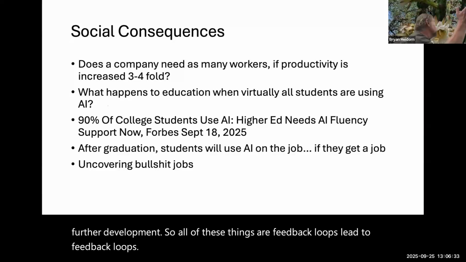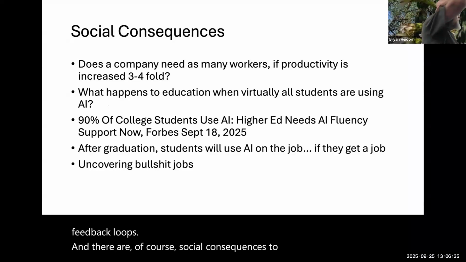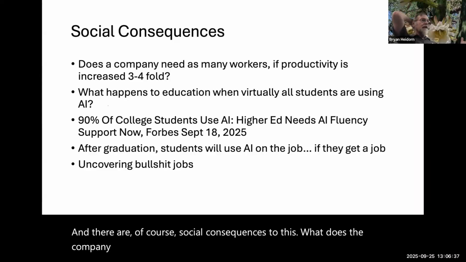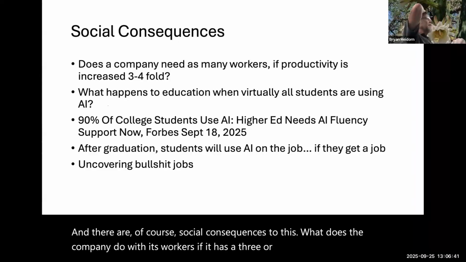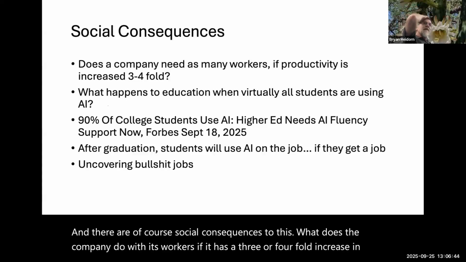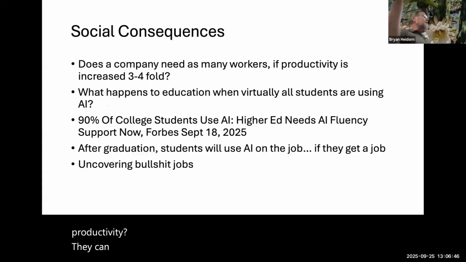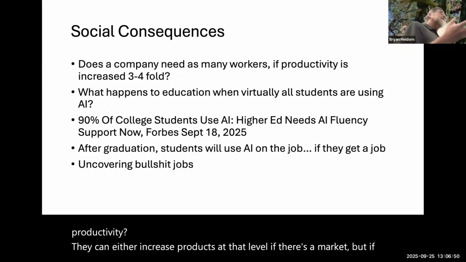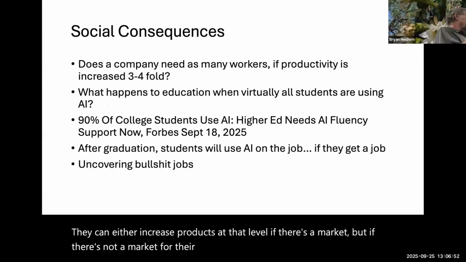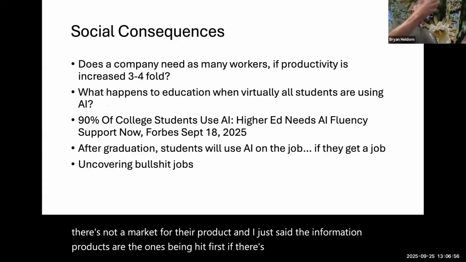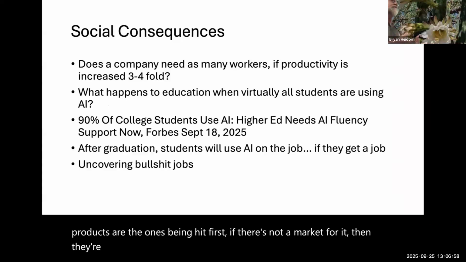And there are, of course, social consequences to this. What does a company do with its workers if it has a fourfold increase in productivity? They can either increase products at that level if there's a market, but if there's not a market for their product, and I just said the information products are the ones being hit first, then they're probably going to get rid of workers.